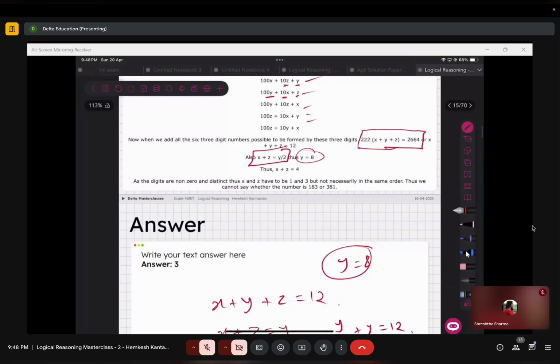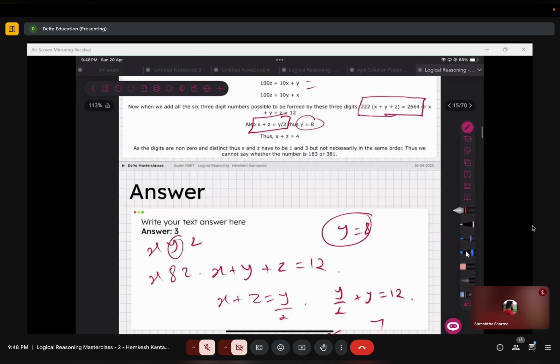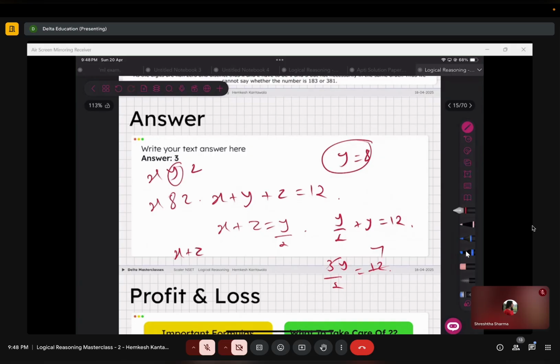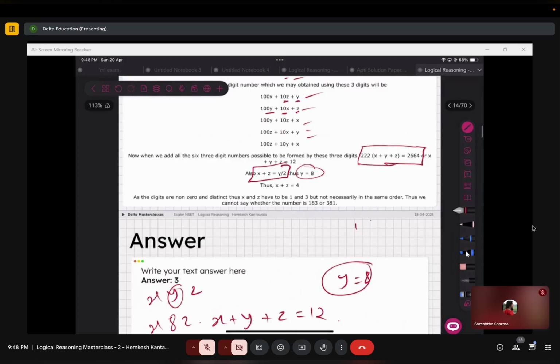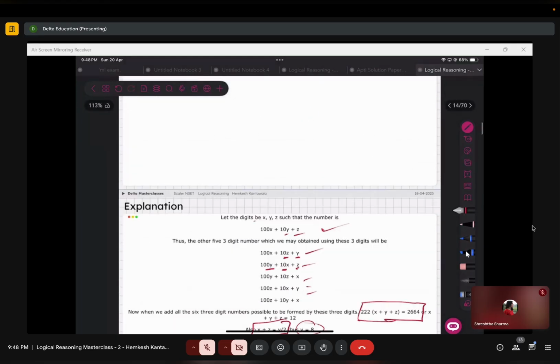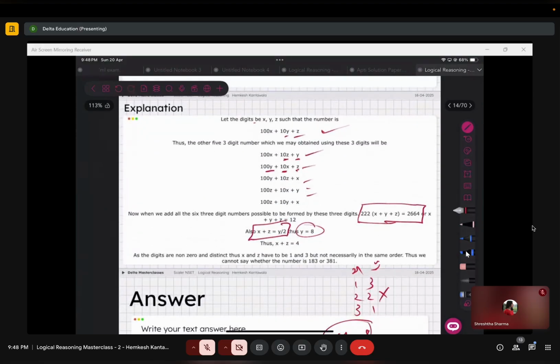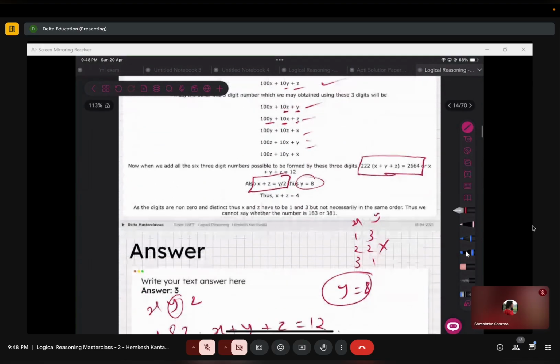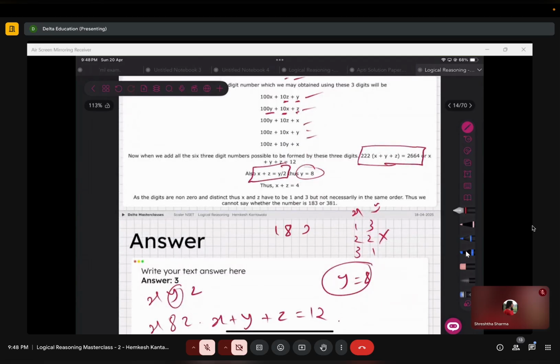If y is 8, then what can be x and z? If y is 8, then x plus z would be 4. Now, what are the ways that the sum is 4? It could be 1, 3, it could be 2, 2, or it could be 3, 1. Correct? If this is x and this is z. Apart from that, there is no other case. Now it is given in the question that the digits should be distinct. So this case is not valid. So the number can be either 182 or the number can be 381.